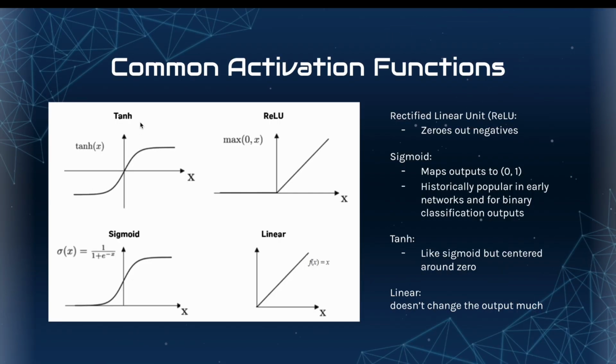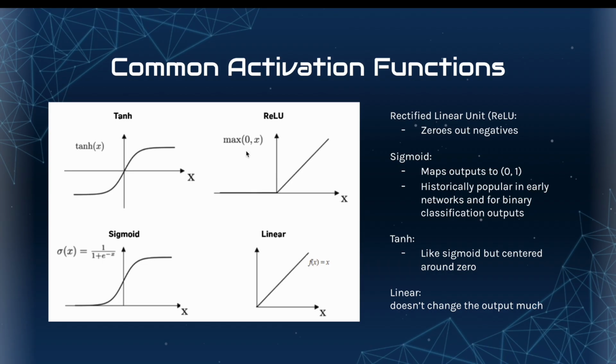Some common activation functions include the rectified linear unit, often simplified to ReLU. This essentially zeroes out negatives, so you're taking the maximum of 0 and x. If you have a dimension that has a negative value, it'll become 0, whereas positive values will remain as they are. We have the sigmoid function, which is a historically popular function used especially for early networks and for binary classification outputs, because it maps your outputs to the range of 0 to 1.